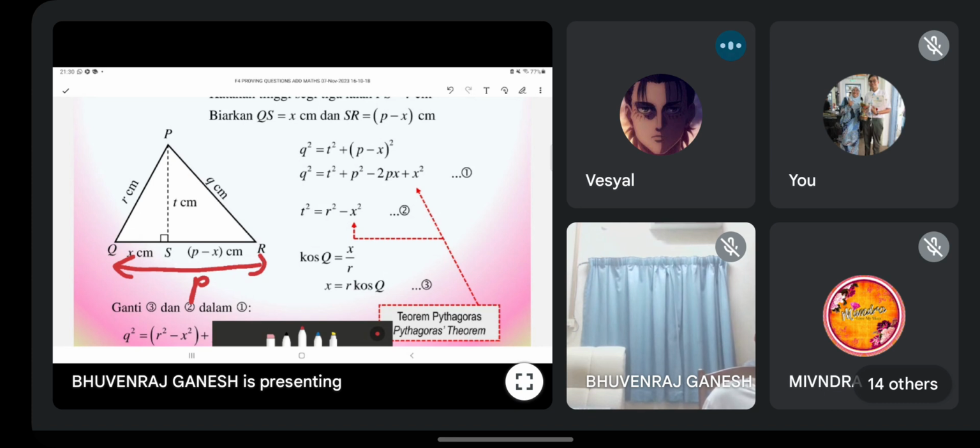So for the next part, you will be using Pythagoras theorem because it's a right angle triangle. So your q squared, which is the hypotenuse, equals t squared plus (p minus x) squared. So it'll be q squared equals t squared plus p squared minus 2px plus x squared. And that would be your first equation.